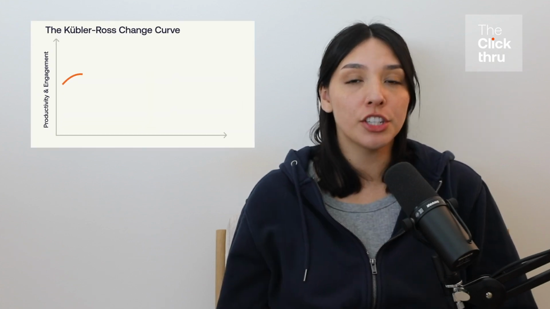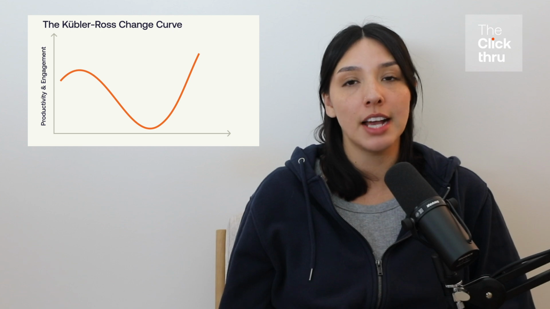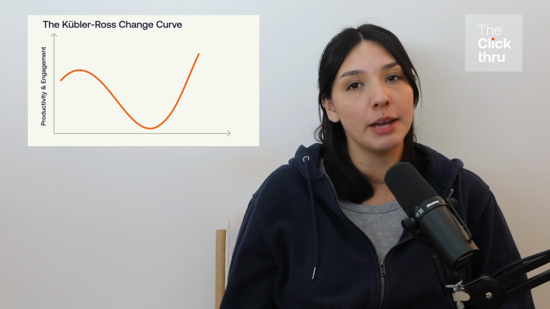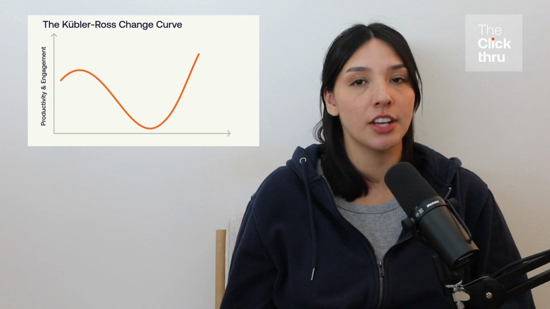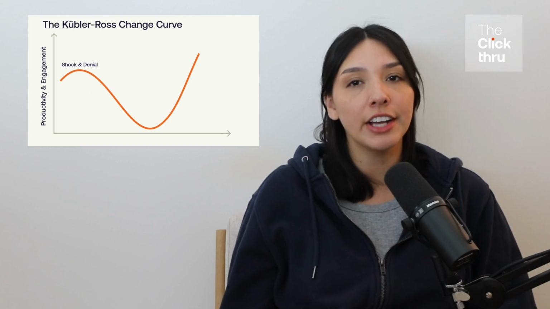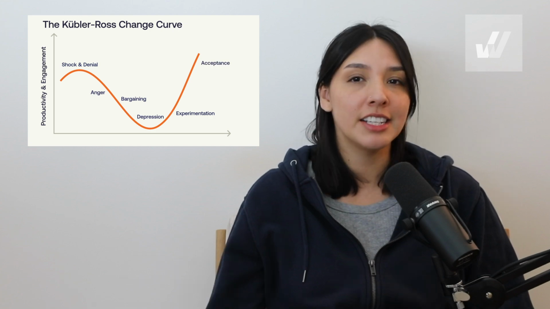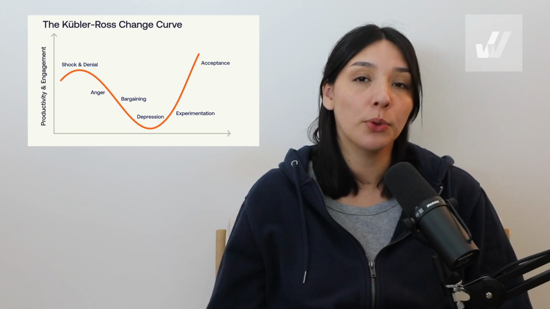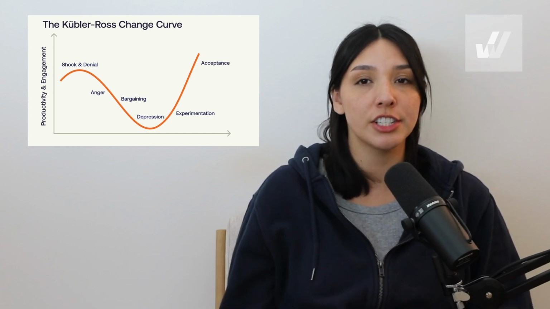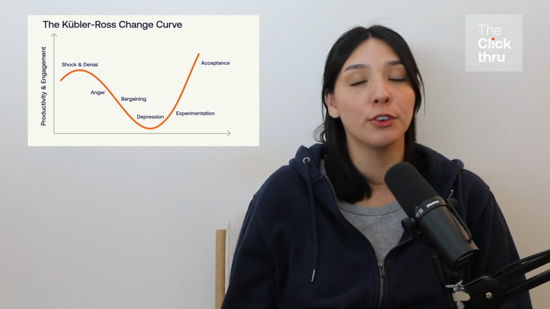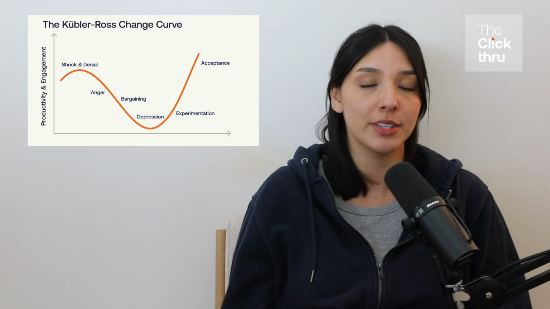to change. The Kübler-Ross Change Curve is often visualized as a bell curve or a wave, showing the progression of emotions over time across 7 key stages, which are shock, denial, anger, bargaining, depression, experimentation, and acceptance. These stages aren't always linear. Employees may revisit earlier stages or experience multiple emotions at the same time. However, the model provides a helpful framework for understanding and addressing resistance to change.